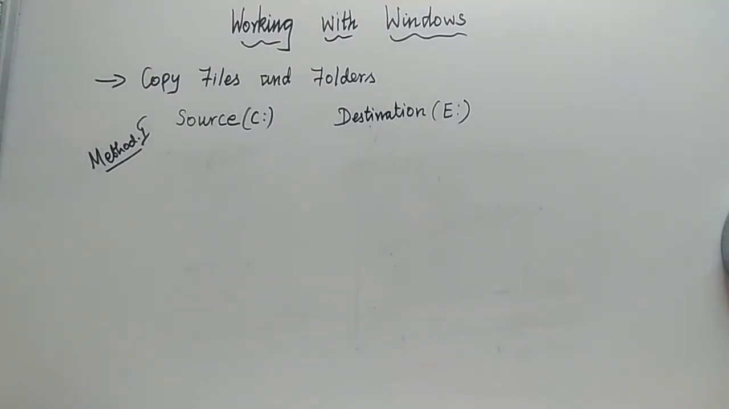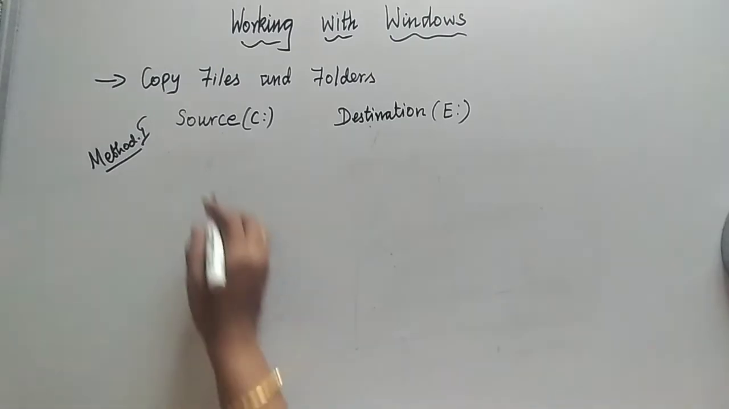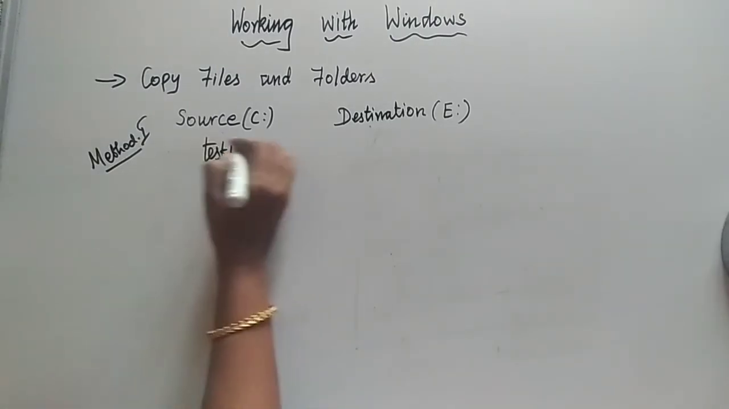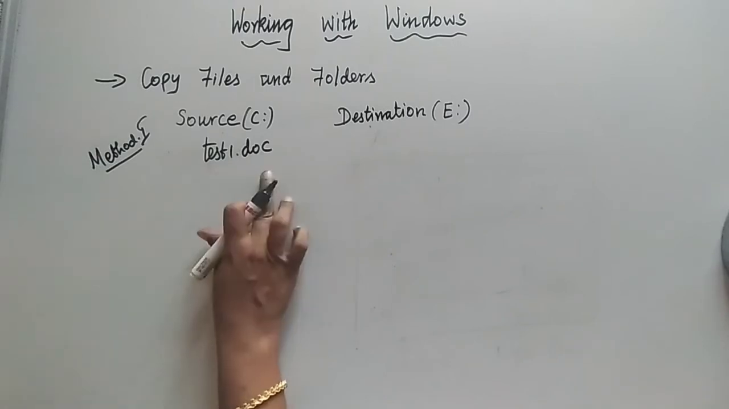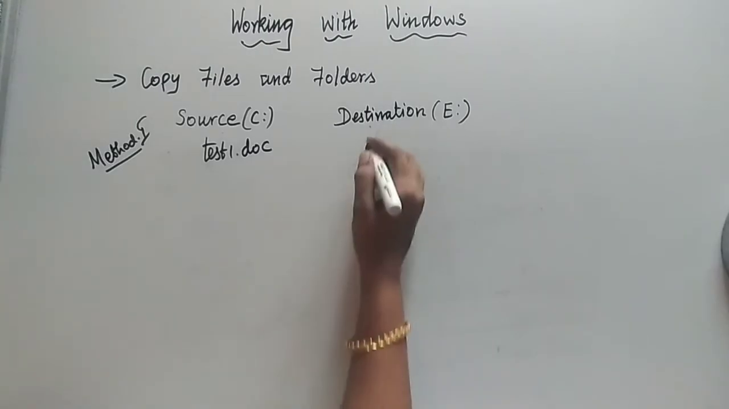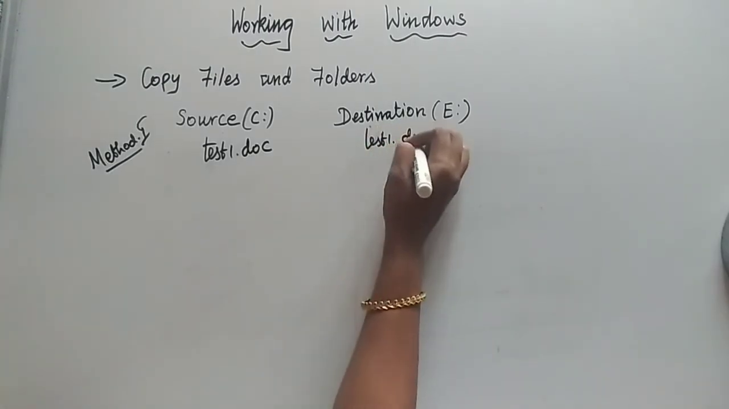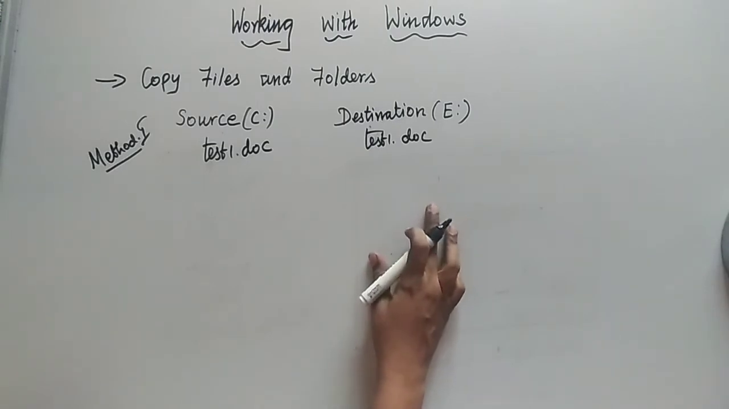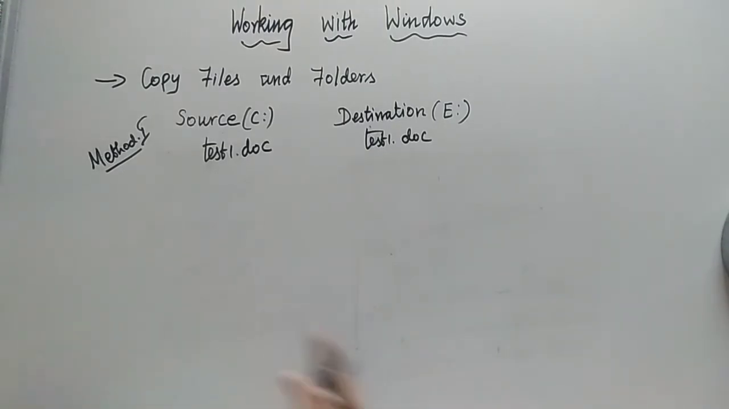Copy means the source file that you have selected will be seen in the source, and it will be seen in the destination also. So it is a copy. For example, if you are going to copy text1.doc, it is in your source, that is your C colon. After performing the copy operation, it will again be seen in the destination also. So you are going to have a copy of the same document at both ends, that is, at your source and at the destination.